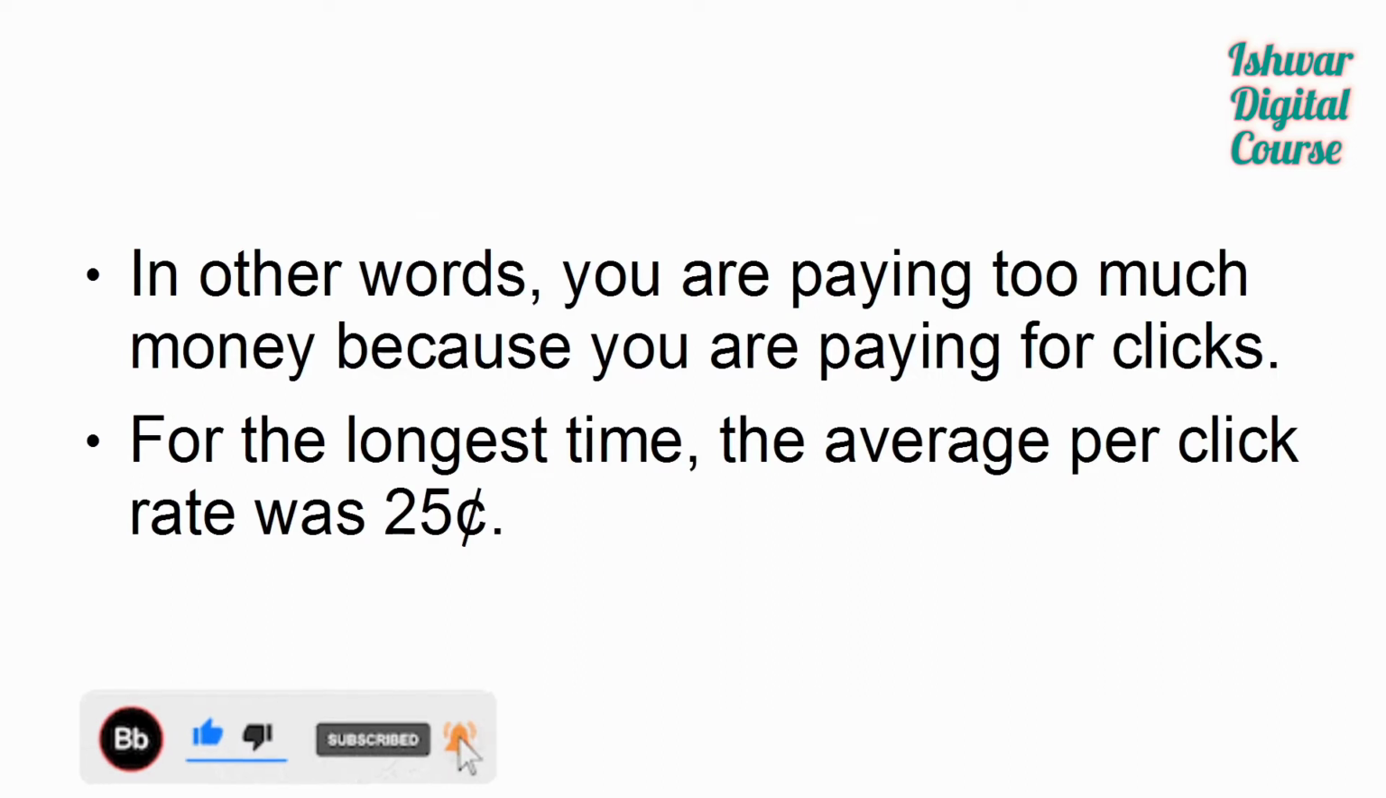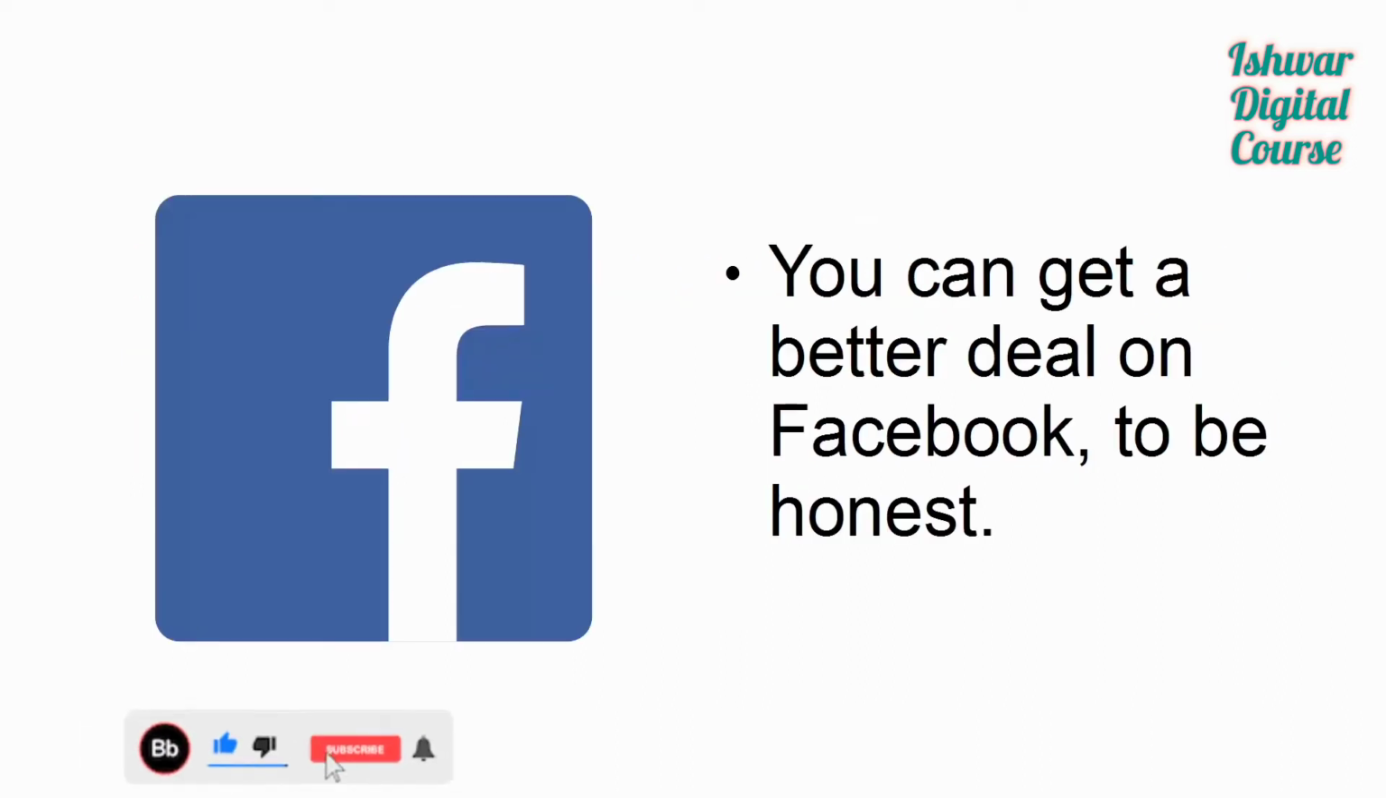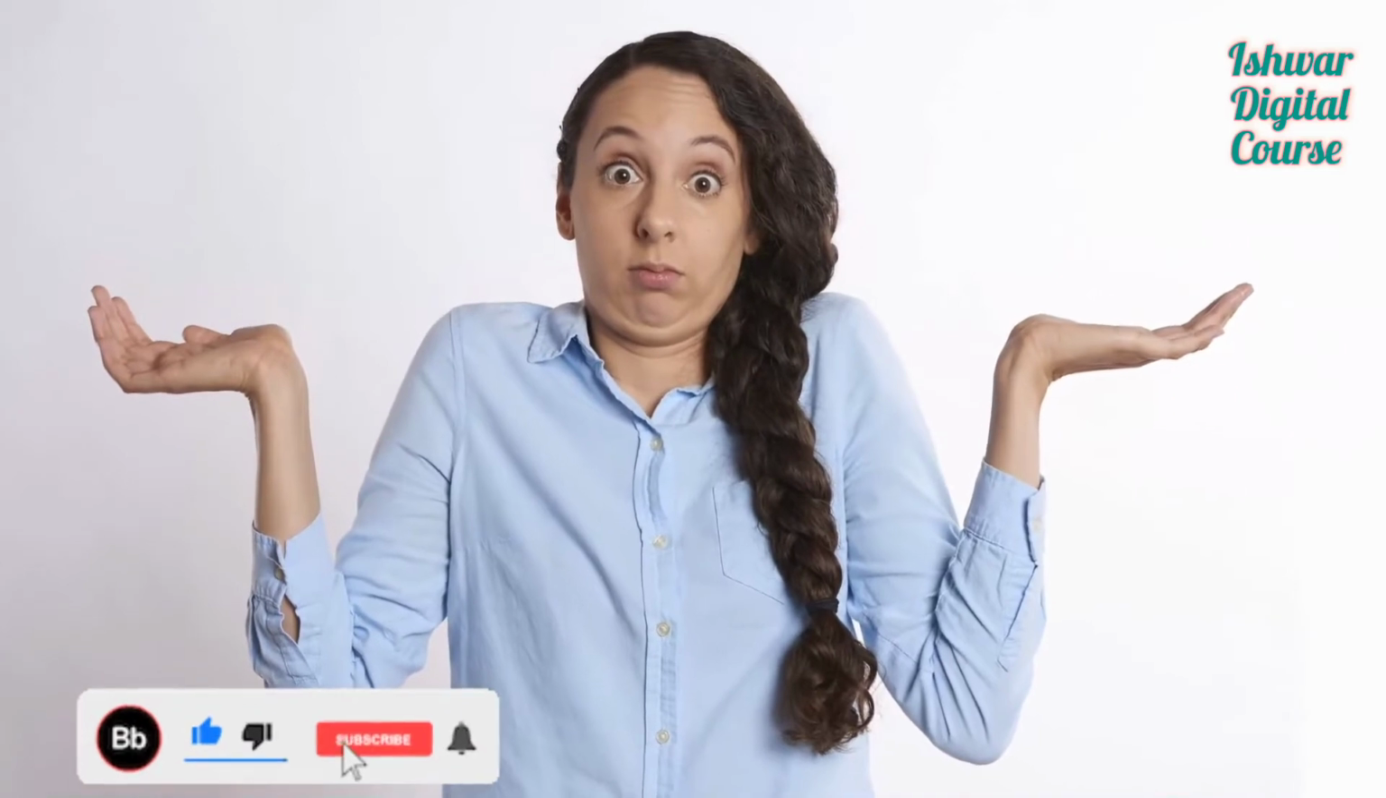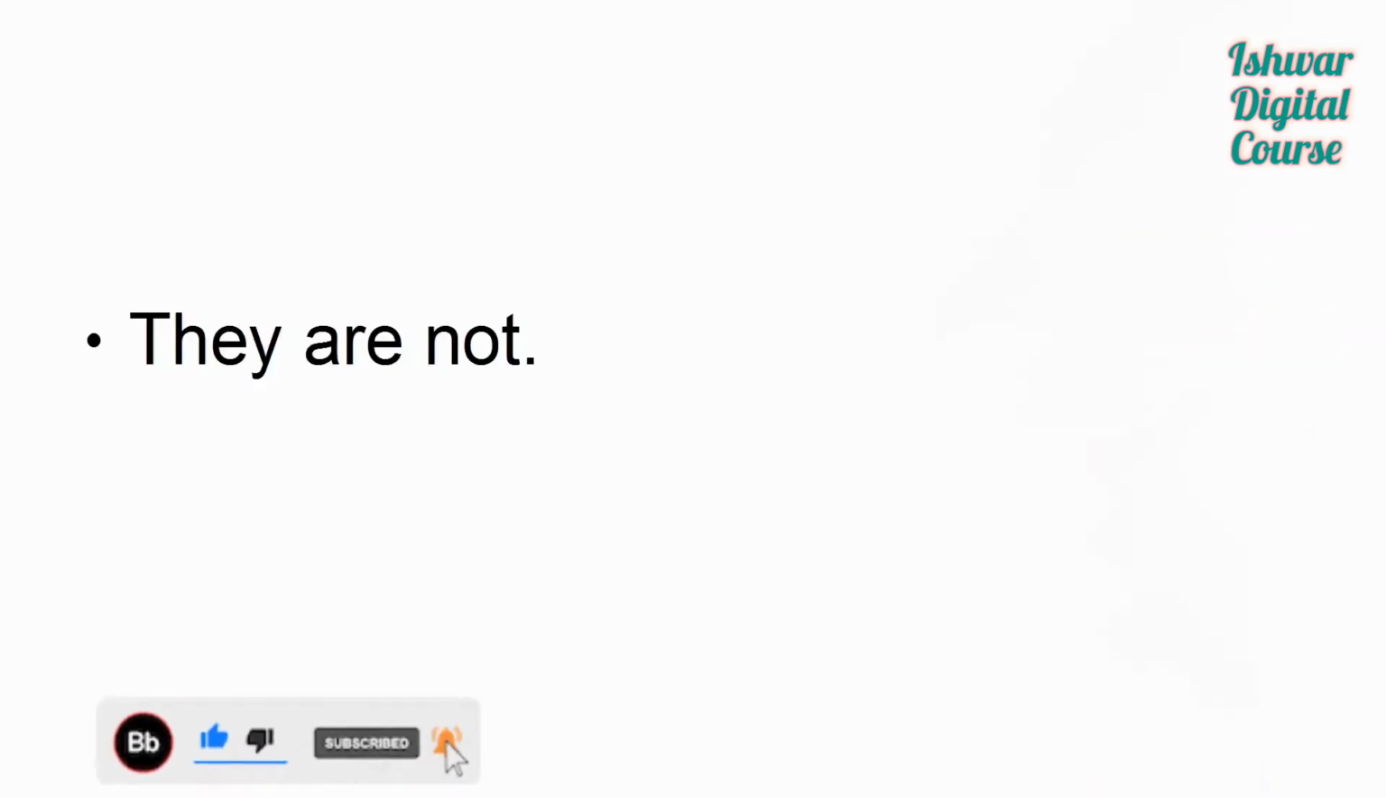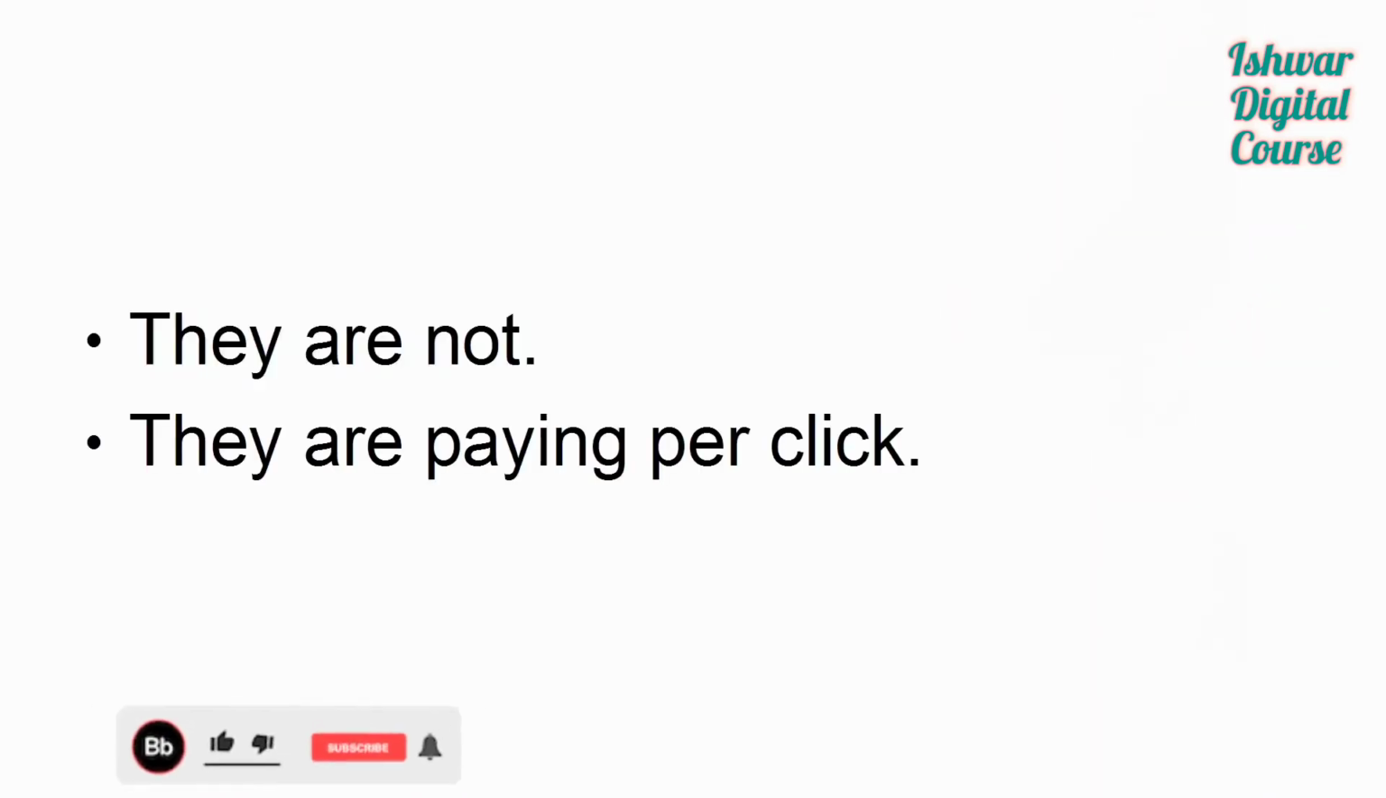For the longest time, the average per click rate was 25 cents. You can get a better deal on Facebook, to be honest. Don't get confused. A lot of virgin solo ad advertisers think they are paying for placement. They are not. They are paying per click.